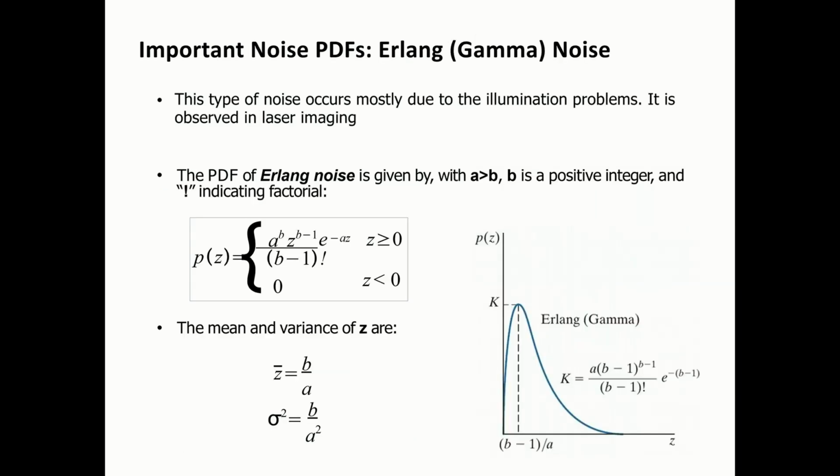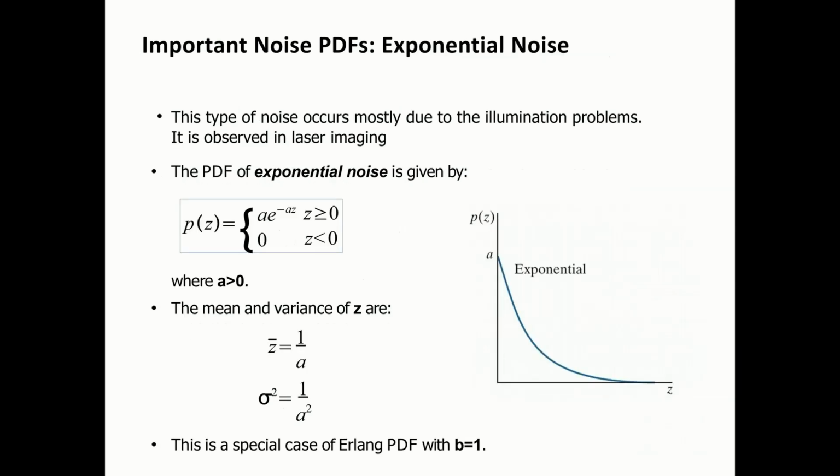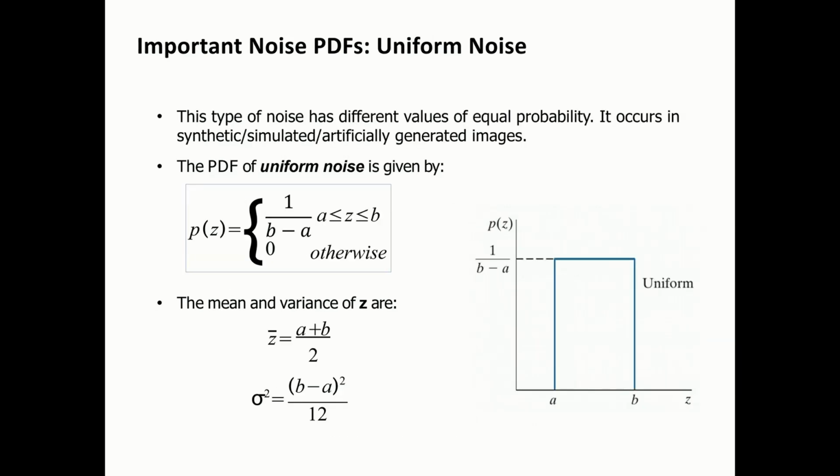Again, gamma occurs due to illumination problems. Also in laser imaging. For example, when you go to the eye doctor and scan your eye, it uses lasers, and this type of noise occurs there, also due to illumination or light problems. Then we have uniform noise. Uniform noise is actually very rare in real images, but it can be common in synthetic images, such as those generated with MATLAB or other simulated, artificially generated images, because they are very systematic.